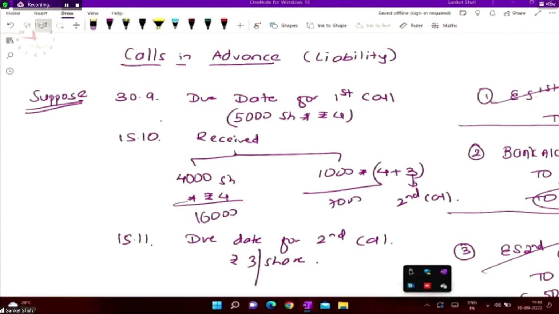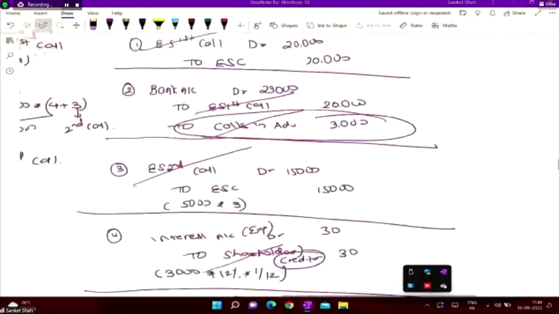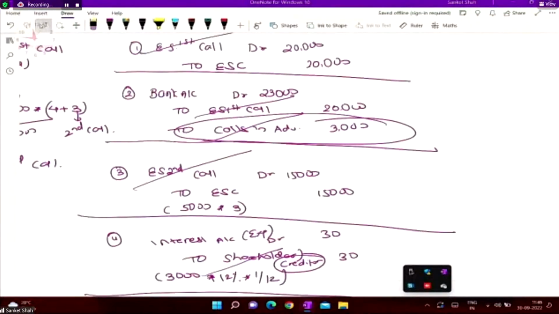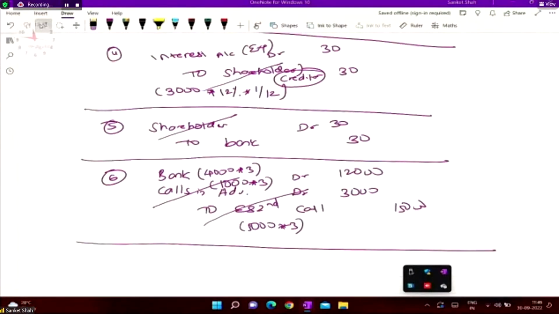Beta, calls in advance we have to put on the debit side, right? We have to cancel that advance. We already received it, so we have to cancel it at the time of the second call. That is why we gave debit. Okay, 3 entries taken, and then 4, 5, 6. Yes, revise it quickly, beta.